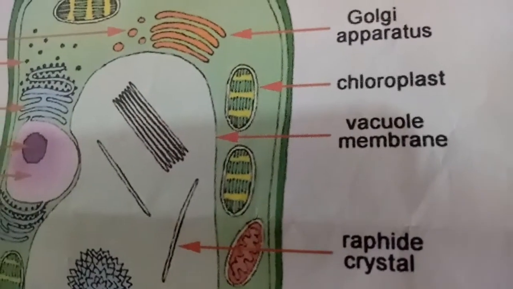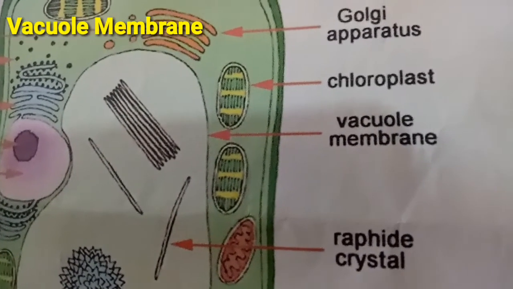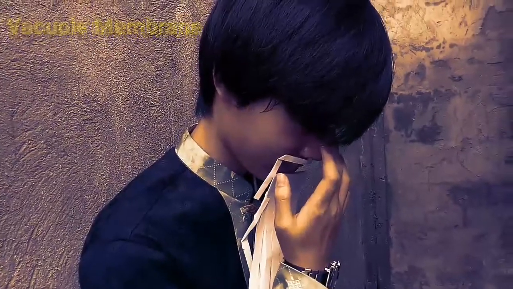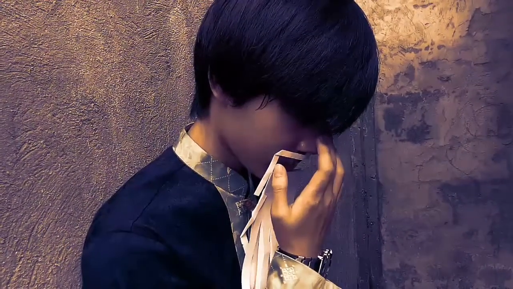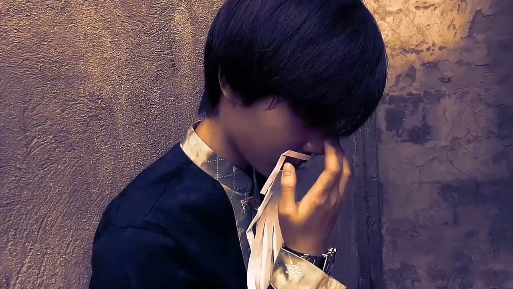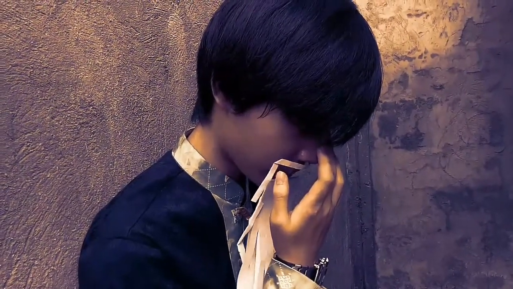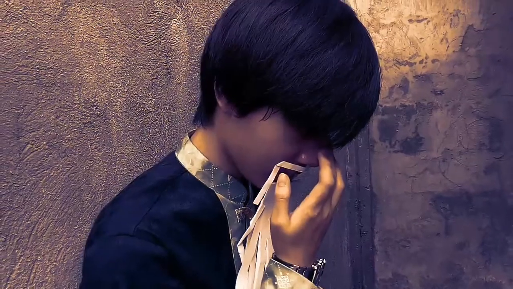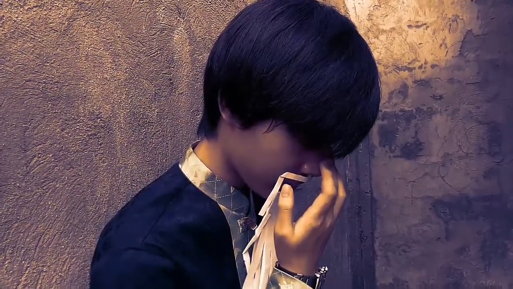Fifth is vacuole membrane. So, vacuoles. These are large membrane-enclosed compartments that store toxic waste as well as useful products, such as water. These are mainly found in plants.